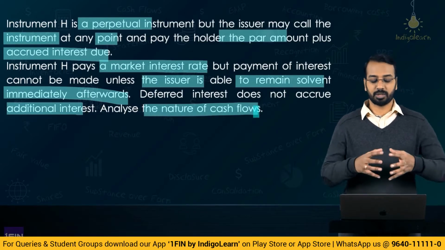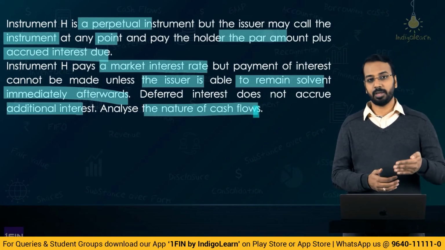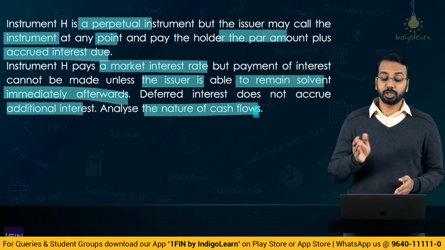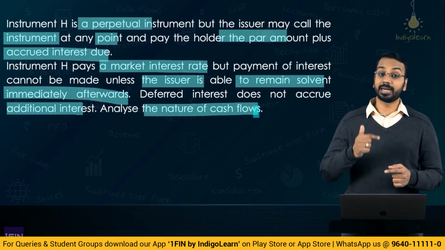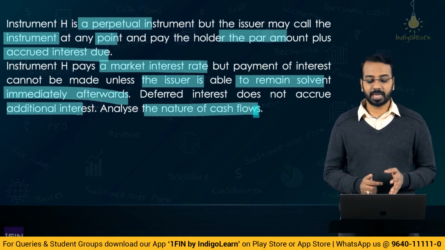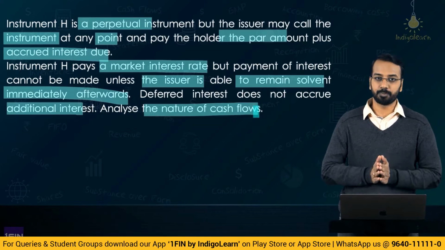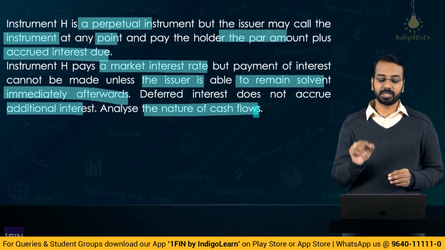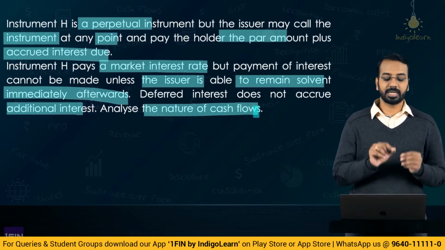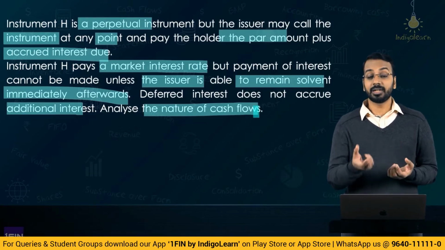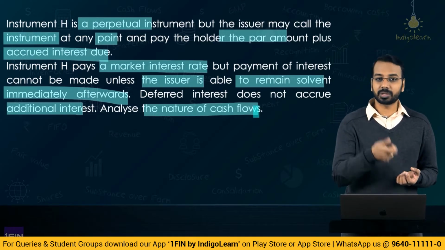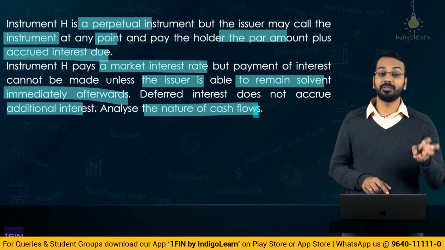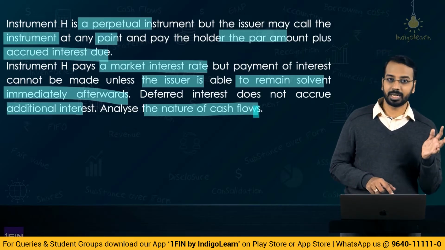So here there is a situation where there is a perpetual instrument. Perpetual instrument means what? It will not be redeemed. That is the first thing. Second, the issuer may call the instrument, meaning the issuer may redeem the instrument at any point of time and pay the par amount plus accrued interest due. But the interest payment cannot be made unless the issuer is able to remain solvent immediately afterwards. Meaning to say, here the interest receivable, or the amount of interest that the investor will receive, depends on whether the other party will remain solvent or not subsequently, right?